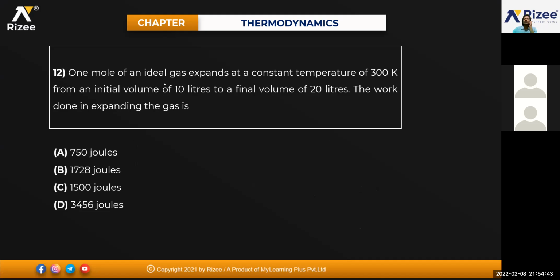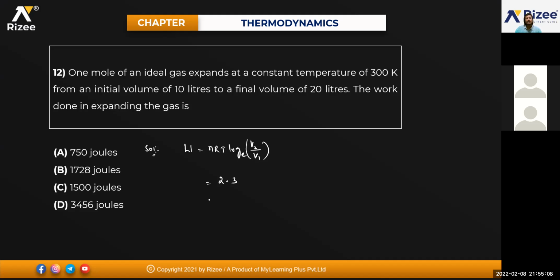Next one. 1 mole of an ideal gas expands at a constant temperature of 300 Kelvin from an initial volume of 10 liters to a final volume of 20 liters. The work done: constant temperature means what type of process, beta? Isothermal process. So work done in an isothermal process is equal to nRT log to the base e of V2 divided by V1. So that will be equal to 2.3.